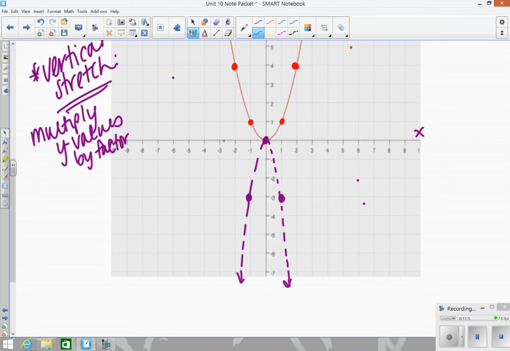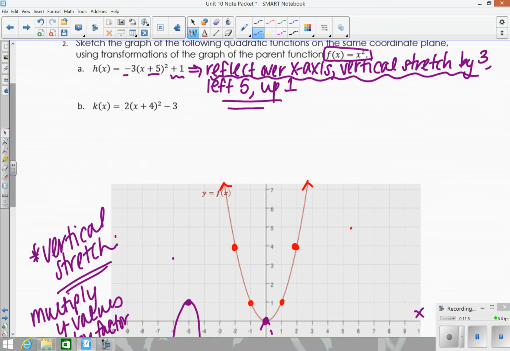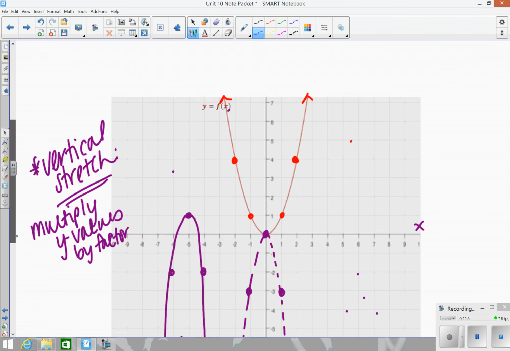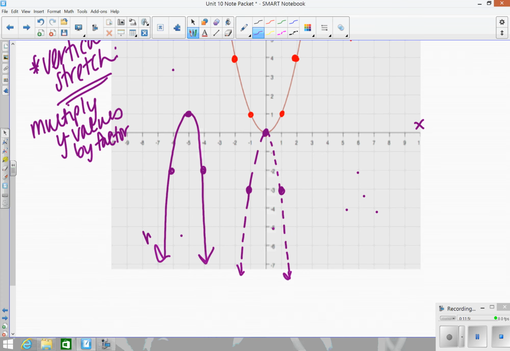So 1, 2, 3, 4, 5 up 1 is my new vertex. 1, 2, 3, 4, 5 up 1. 1, 2, 3, 4, 5 up 1. And this is going to be my actual graph of this equation. h of x equals -3 times the quantity x plus 5 squared plus 1. So this is going to be h of x. So that's done.